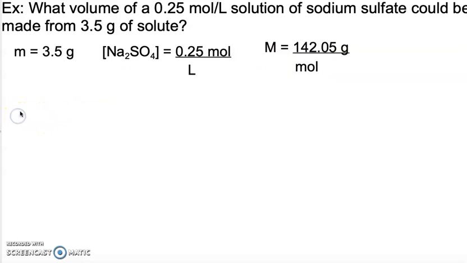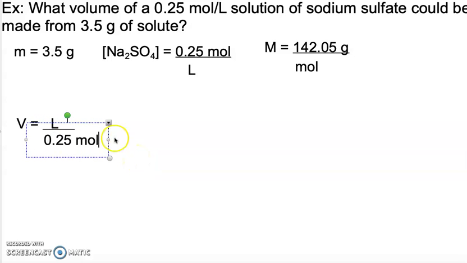Okay, so this time around, we are now looking to solve for volume. So that means we want liters, and we want liters on top, right? So mass doesn't have liters, but concentration does. The problem, though, is the liters are on the bottom, and we need the liters on the top, because otherwise we've solved for the inverse, which is not what we want. So that's okay. It's an easy fix. We're just going to flip that concentration over. So we're going to write it as liters over 0.25 moles.